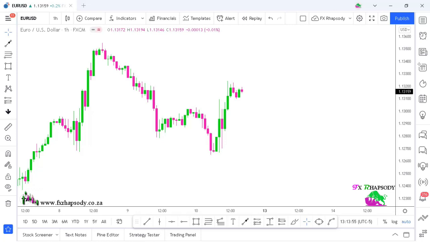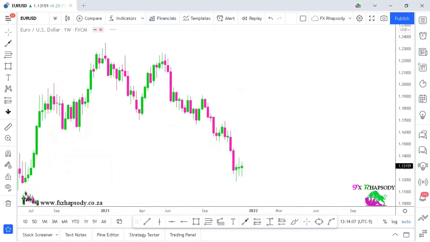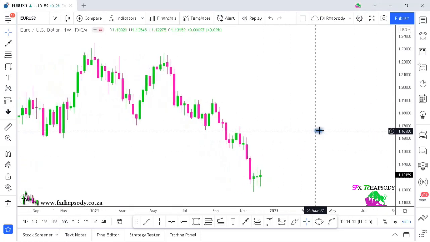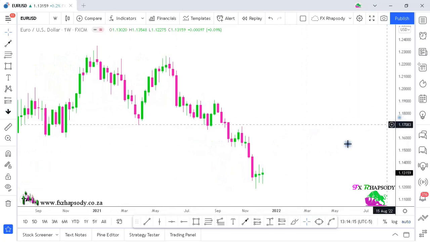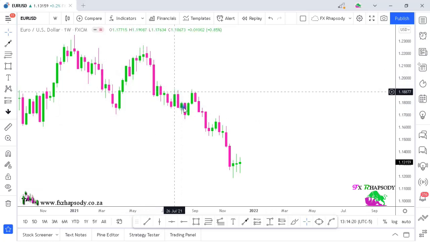And yes, let's hit the charts, guys. So Euro USD. What can we expect this coming week? Let's start off with a weekly time frame and see what the chart tells us. Okay, so basically what we can see is that the euro is going into a downwards movement, into a downtrend.